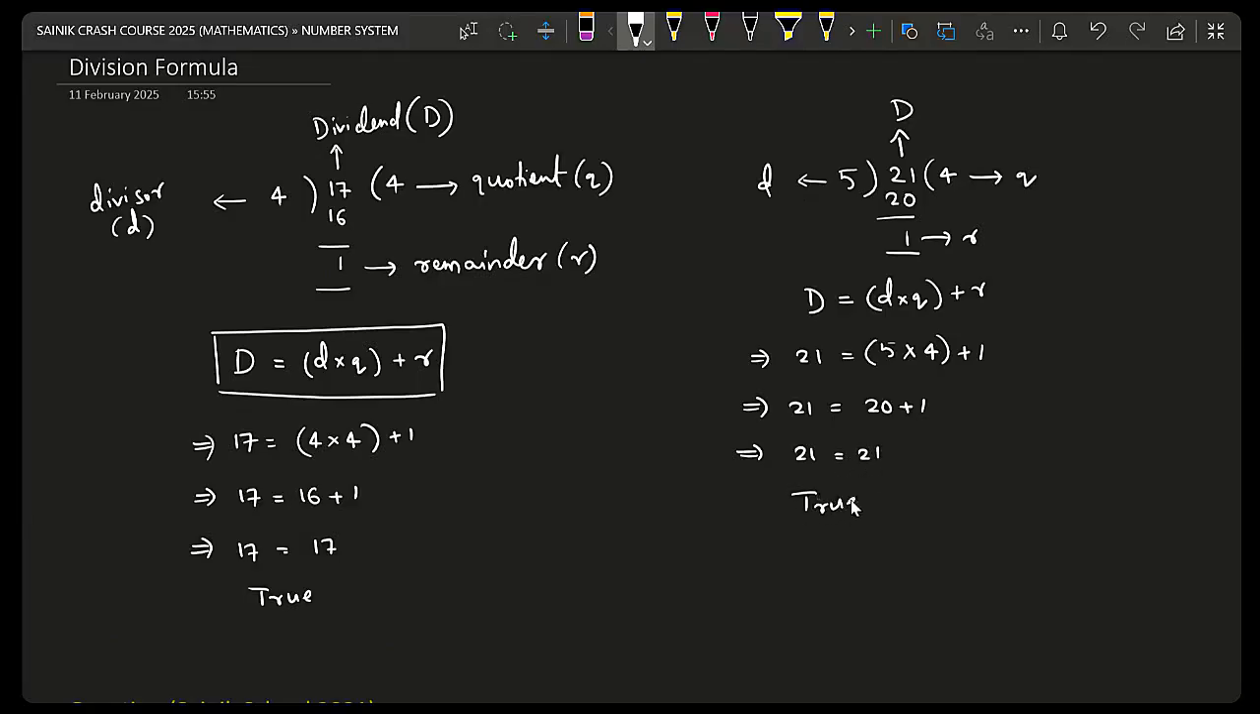So for every division, the division formula will be true. We'll be solving some questions based on the division formula only. And the division formula is dividend is equal to divisor into quotient plus remainder. If you want to copy the division formula, you can copy quickly. We'll be going to the next question based on the division formula.